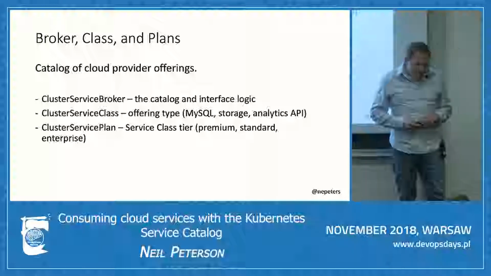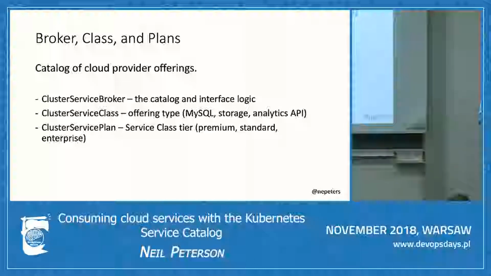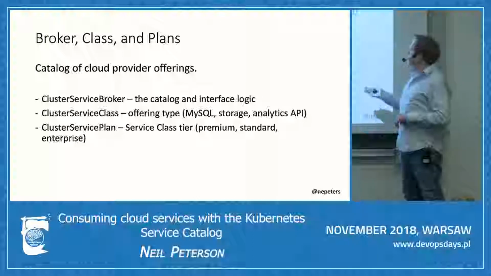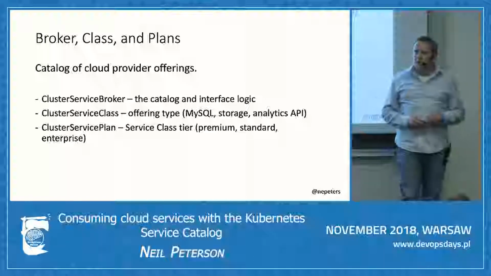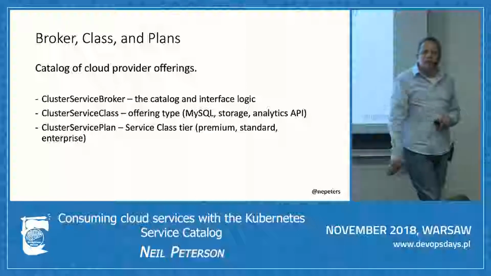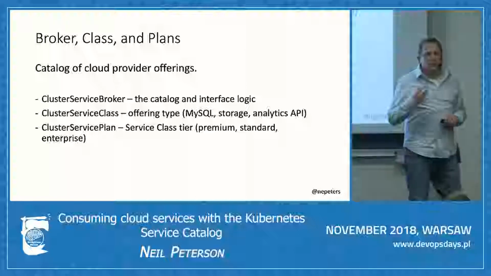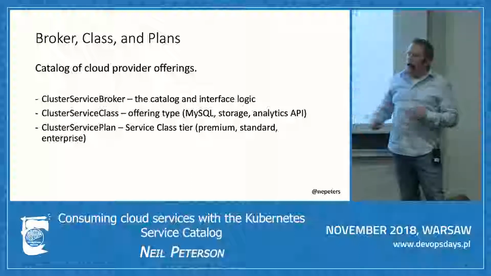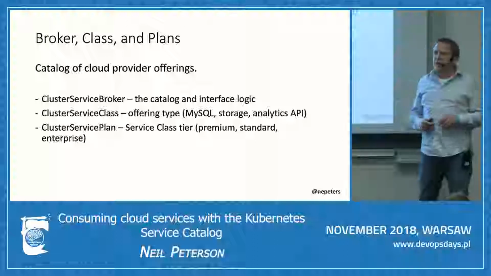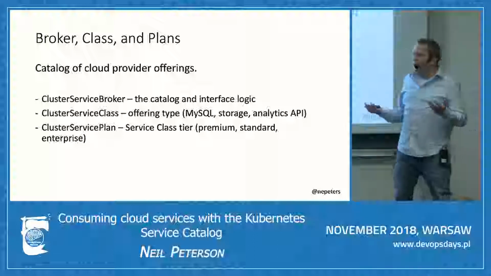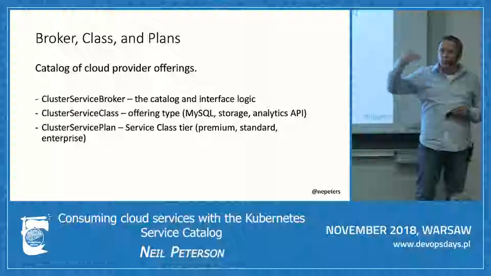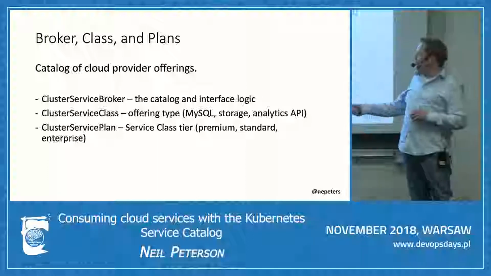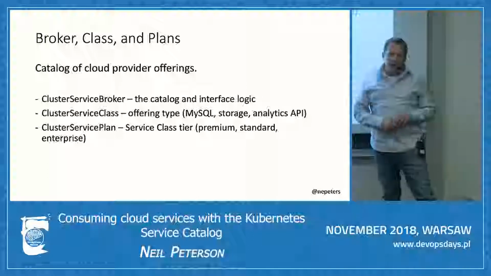Cluster Service Class maps to an offering type in our cloud provider. Thinking about Azure, that might be Azure MySQL, Azure Storage, Azure Cognitive Services. So from Kubernetes, if I want to provision an Azure MySQL instance, this is the catalog of those services that I can provision. And it's pretty cool. From within the Kubernetes cluster, you can browse the catalog of services that are available in the cloud provider.